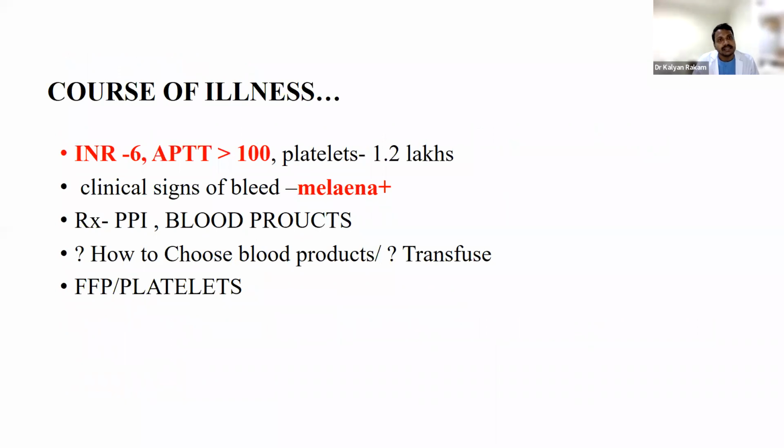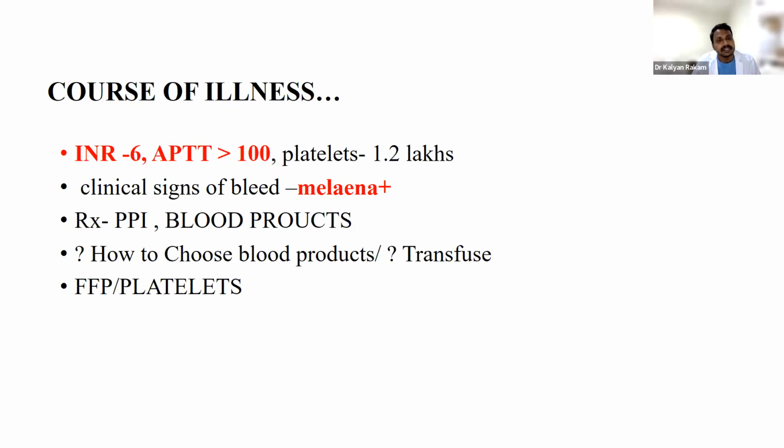Now, as the case progresses, in the course of illness the patient now has an INR of 6. It was initially 3.2 before, APTT is greater than 100, platelets are 1.2 lakhs, and there are clinical signs of bleeding like melena per rectum. So what would be the treatment in such cases?